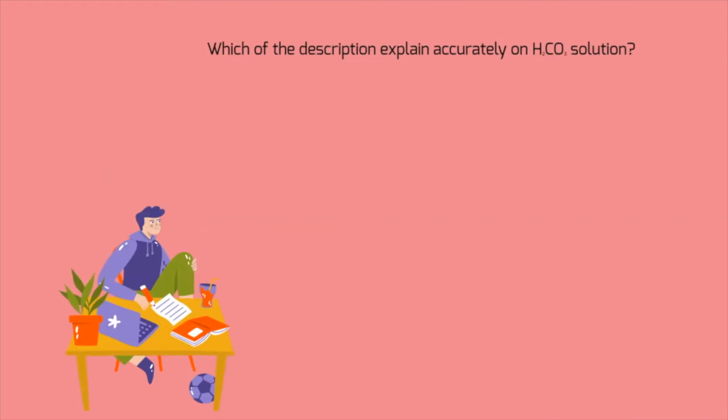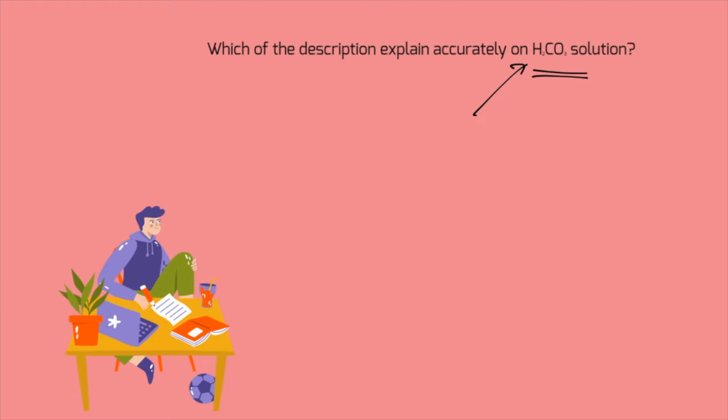Let's move on to question number 2. Which of the descriptions explains accurately the H2CO3 solution? In this question, you were asked to determine whether this H2CO3 solution is a strong electrolyte or a weak electrolyte. If you look at this solution, you know that this is not a strong acid or a strong base. So if you don't know, you may assume that this might be a weak acid or a weak base. A weak acid or a weak base shall not be a strong electrolyte.